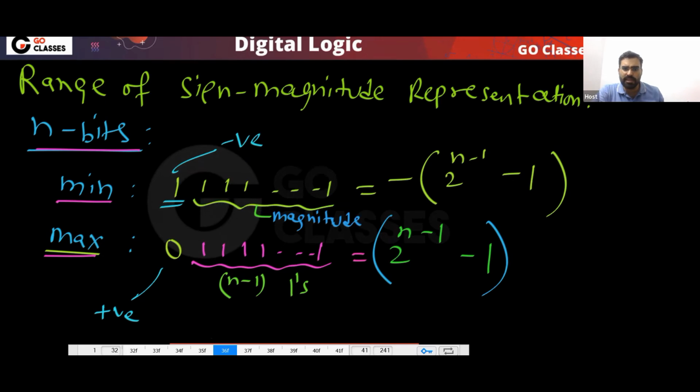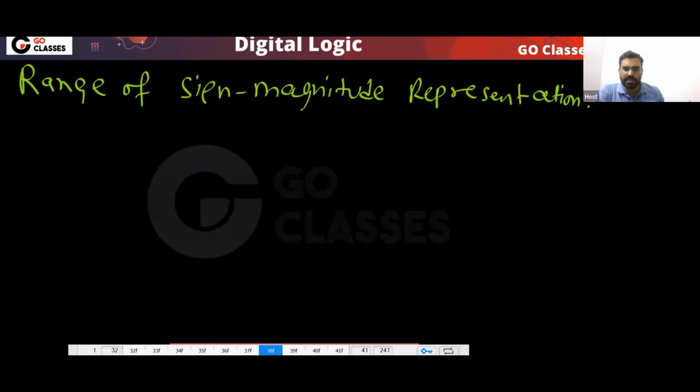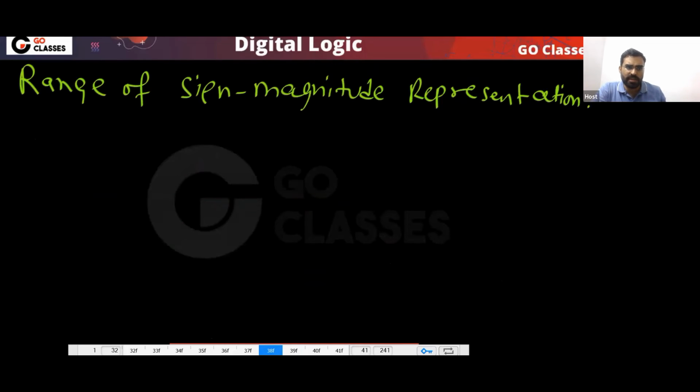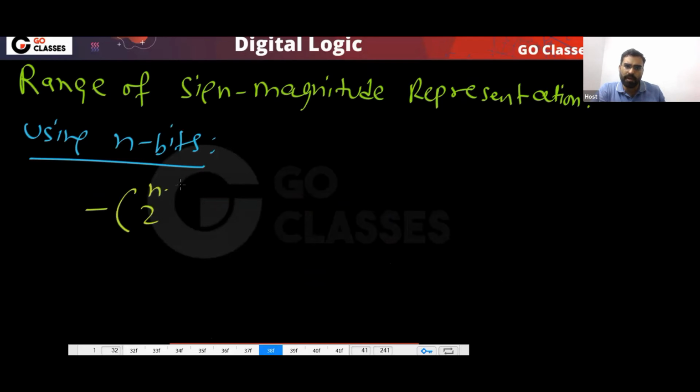So what is the range? Finally, please tell me, what is the range of this sign magnitude? Using n bits, what is the range you can say? The range will be minus of 2 power n minus 1 minus 1 to 2 power n minus 1 minus 1. I can say from this to plus this. So this will be the answer.